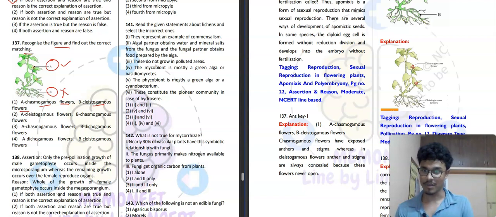So these are autogamous, you know. So cleistogamous flowers are autogamous, as we solved in the previous question. So the first option will be the correct answer for this question. Moving towards the next question, 138.